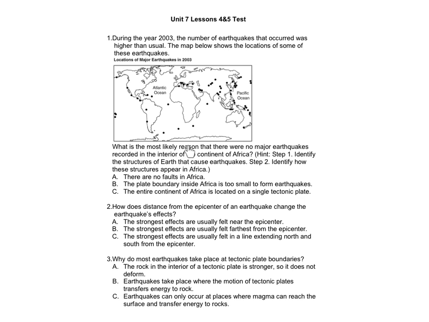What is the most likely reason that there were no major earthquakes recorded in the interior of the continent of Africa? Hint, Step 1. Identify the structures of the earth that cause earthquakes. Step 2. Identify how these structures appear in Africa. A. There are no faults in Africa. B. The plate boundary inside Africa is too small to form earthquakes. C. The entire continent of Africa is located on a single tectonic plate.